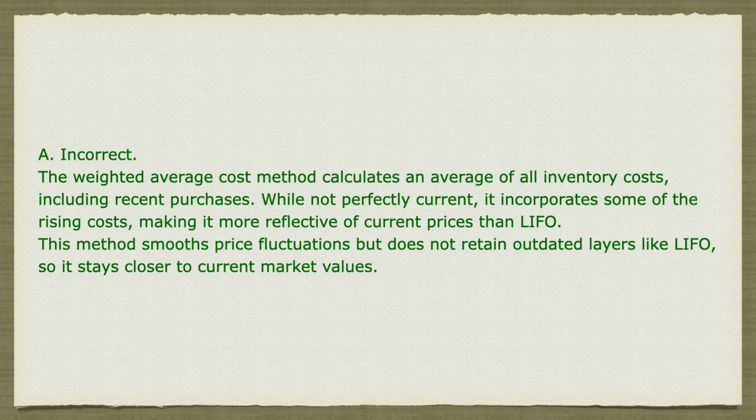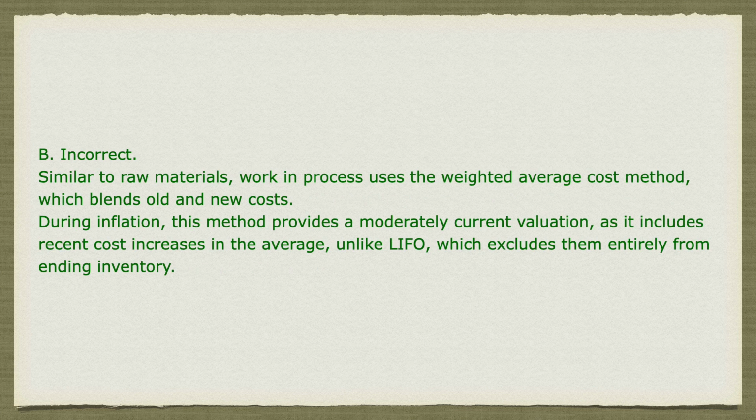A. Incorrect. The weighted average cost method calculates an average of all inventory costs, including recent purchases, making it more reflective of current prices than LIFO. C. Incorrect. The weighted average cost method, used for work in process, blends old and new costs, providing a moderately current valuation during inflation.